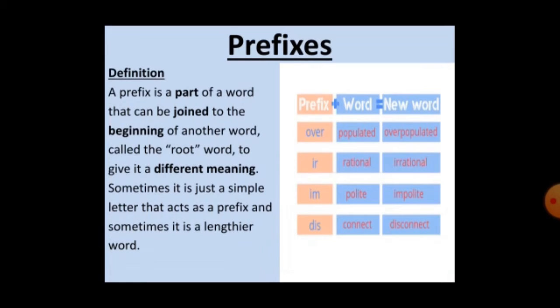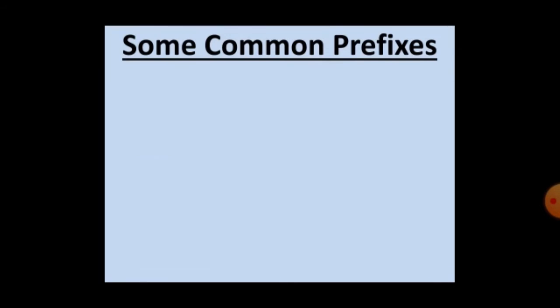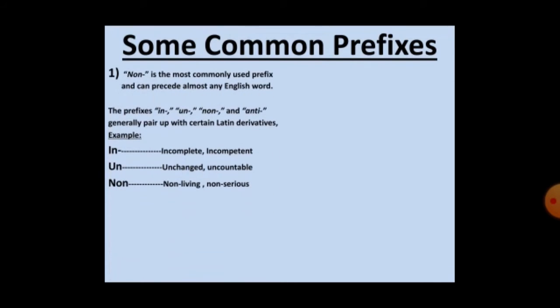So here you see, students, the prefixes over, ir, im, dis. When these letters join populated, rational, polite and connect, they become new words like overpopulated, irrational, impolite and disconnect. So these all are new words which are made with the help of prefixes joined. So here come some common prefixes which we use daily in our practice.